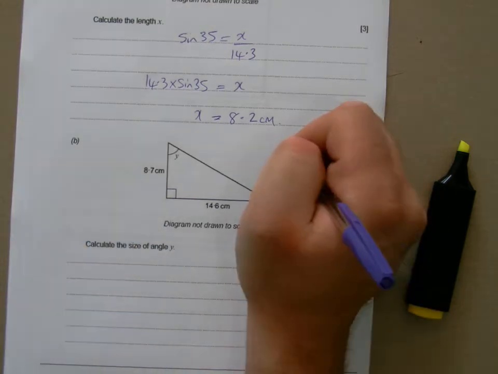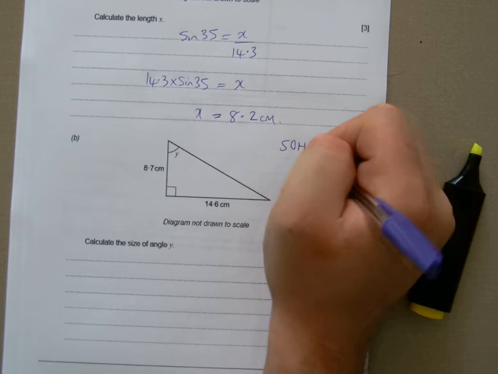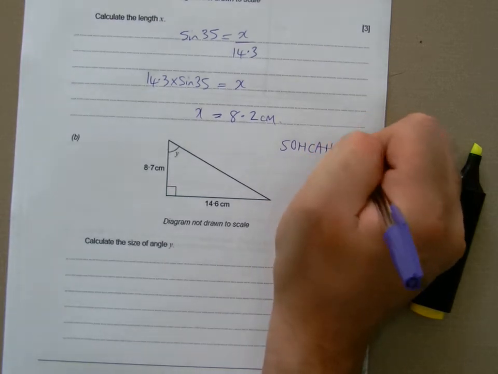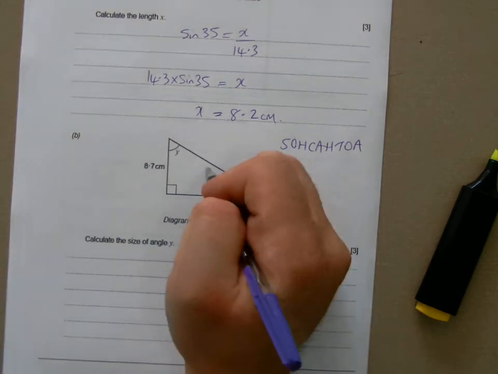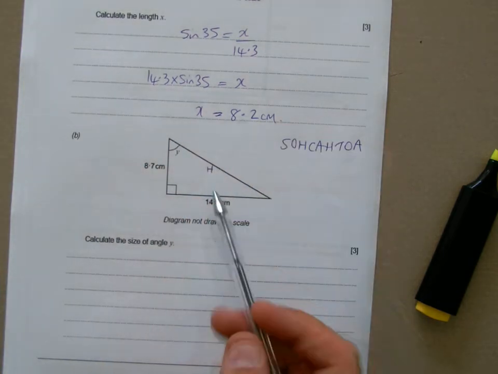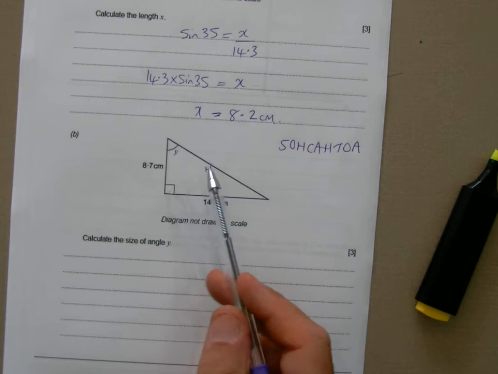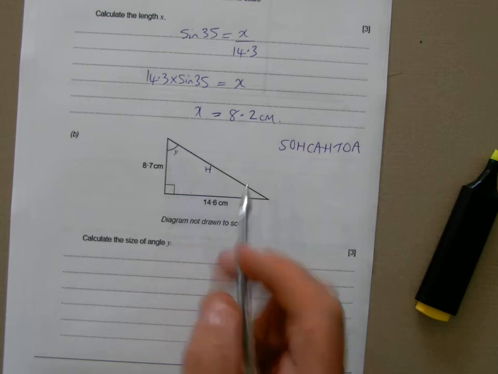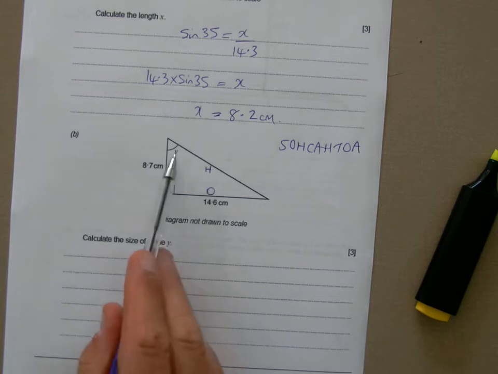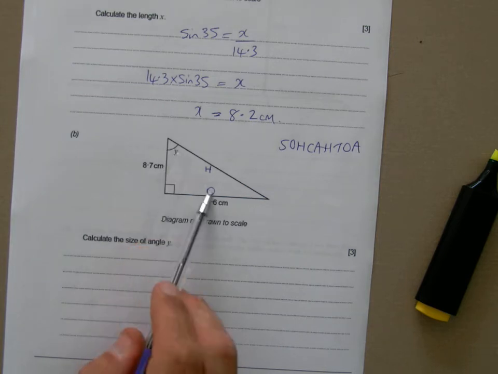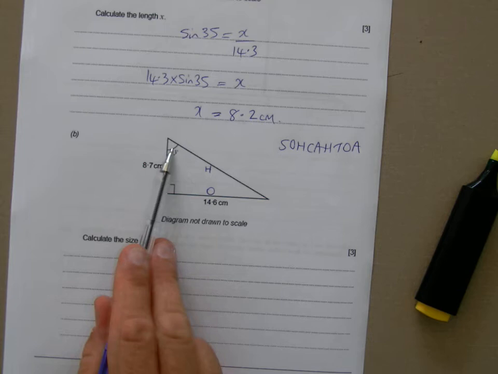So again, you write down the mnemonic, SOHCAHTOA, and we label the sides. In this case, this side is going to be H, because it's opposite the right angle, the longest side. This side is going to be O, because it's opposite the angle here, Y. Notice, the angle they've given us.